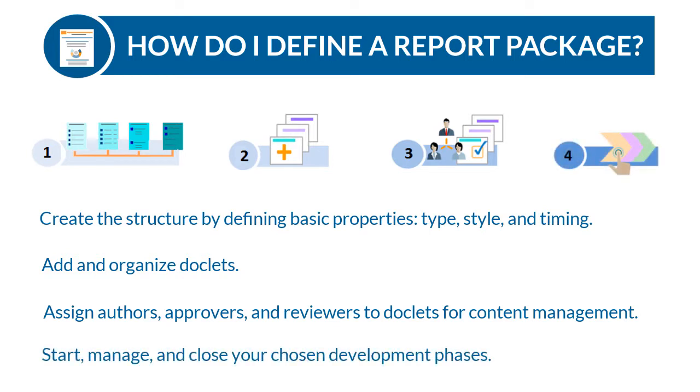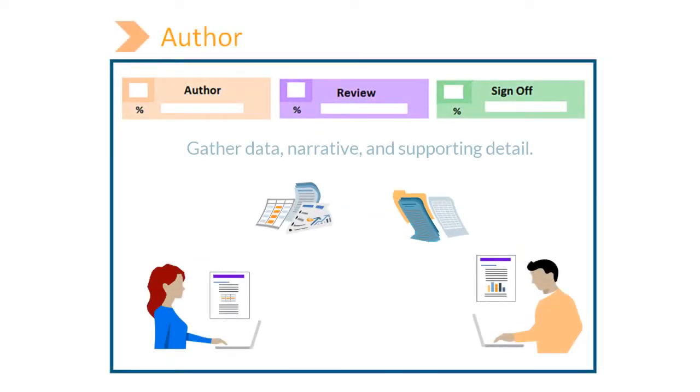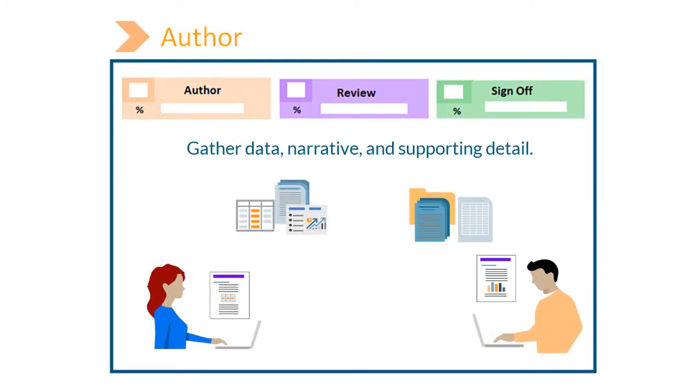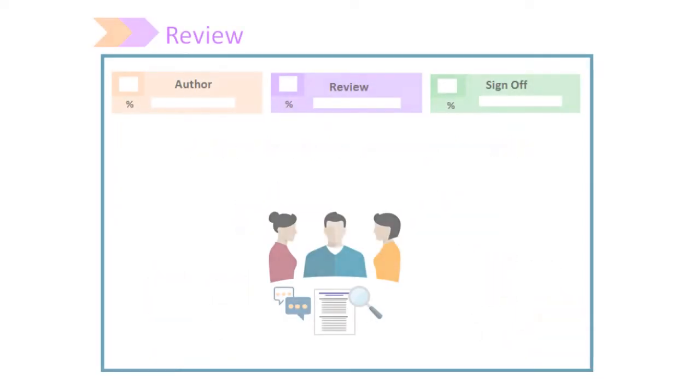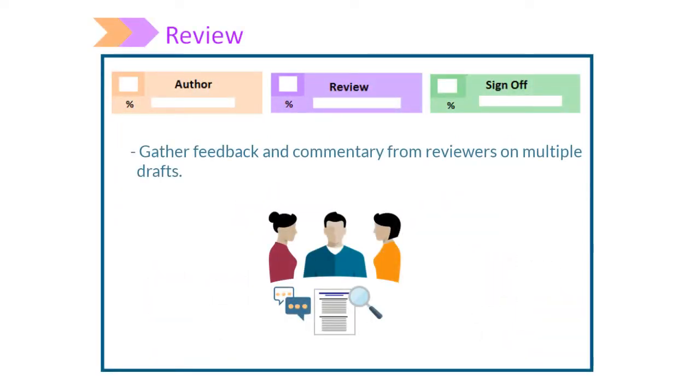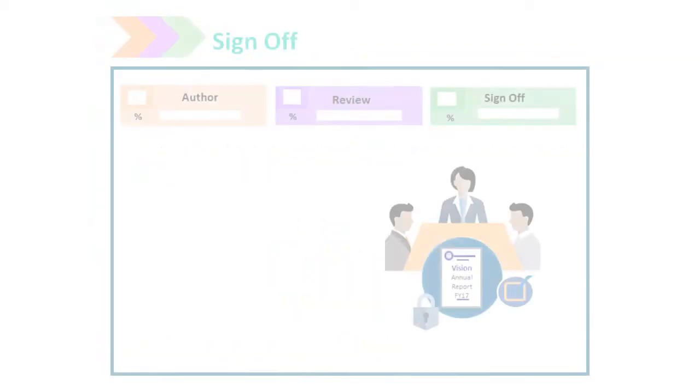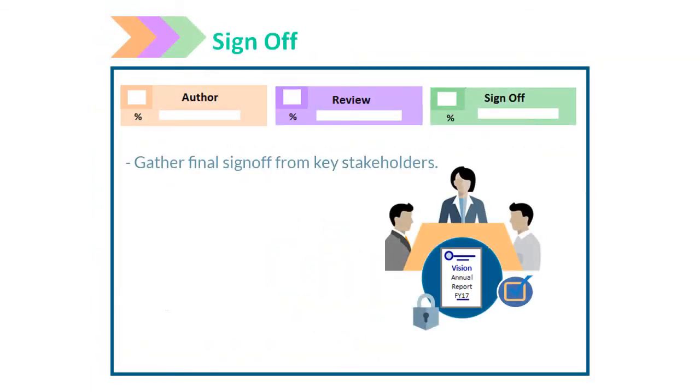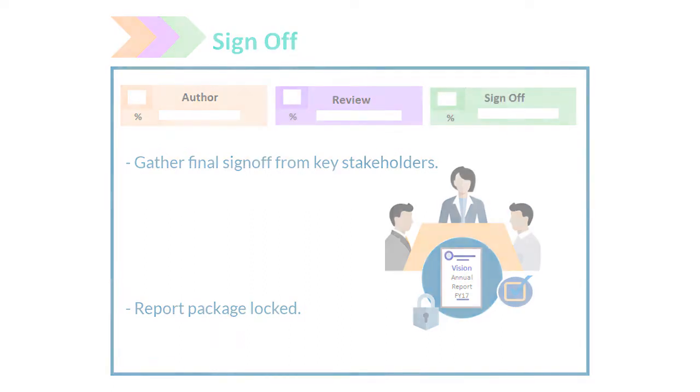closing the development phases. In the author phase, you compile data, narrative, and supporting detail as DOCLET authors work on their content. In the review phase, you gather feedback and commentary from reviewers on multiple drafts, and authors can update their content accordingly. In the sign-off phase, signers review content and provide final sign-off that locks the report package.